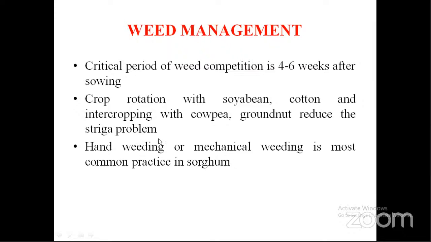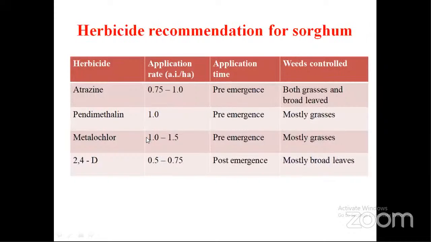Generally, hand weeding or mechanical weeding is the most common practice in sorghum to control the weed population. If labor is not available, then we can go for herbicides. In this table, we can see the different herbicides recommended for sorghum. Atrazine is a common herbicide for the maize crop also. Pendimethalin and metolachlor, these three can be applied as pre-emergence herbicides.